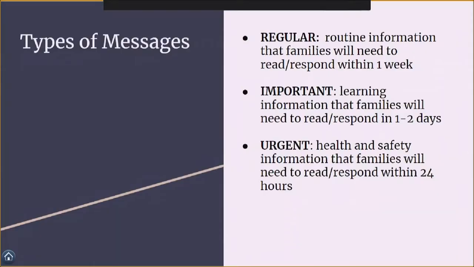So, types of communication. We have regular communication that goes out, and that's everything from your newsletters to what's on the school lunch menu, all of those things. It's routine information for families. Then we also have a level that's important. That means families need to read it in a couple of days because an event is happening, or they need to respond to something. And then we also have a level of urgency, right? An event happened at school and we need parents to read this within 24 hours so they are informed.